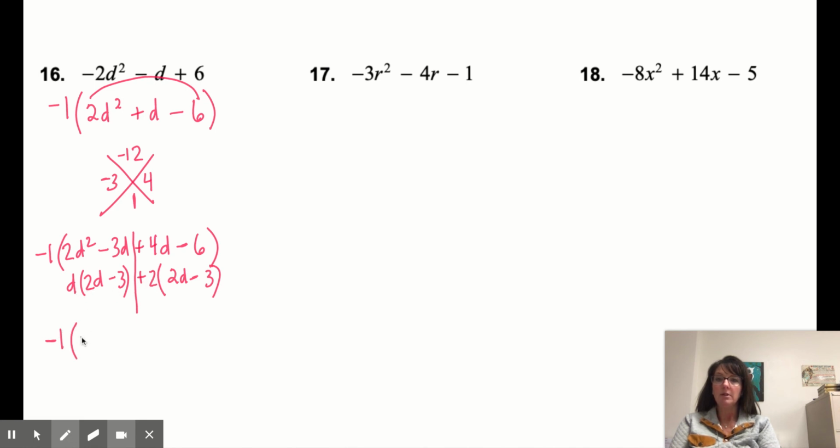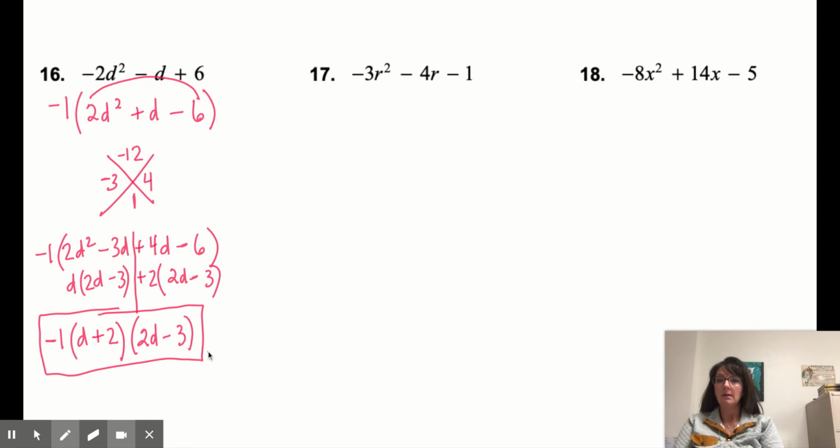So our factors become, don't forget about this one, factored form would be negative 1 times the first two terms, the d plus 2, and what's in here, the common factor of 2d minus 3. And again, you can multiply this all together, and the way you would do that would be you could FOIL this to get the trinomial and then times it by negative 1. Okay, I know this was a lot. I want you to go ahead and try number 17. Pause the video, work it out, and then we'll move on to 18 here in just a little bit.